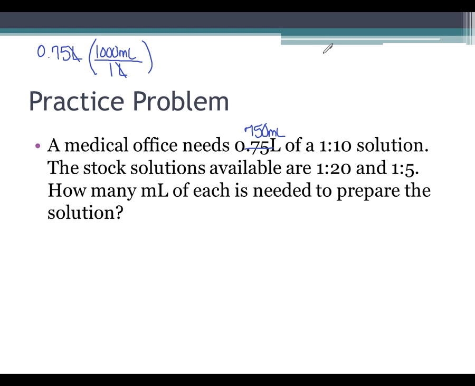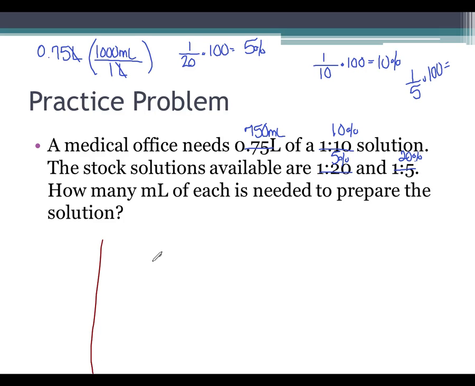I have a 1 to 10 solution, so I have 1 divided by 10. Don't forget to multiply by 100, and that gives us 10%. I'm going to do the same thing to the 1 to 20, so I have 1 divided by 20 times 100. This is going to equal 5%. So the 1 to 20 is now 5%. And then the 1 to 5, which is 1 divided by 5. Don't forget to multiply by 100. 1 to 5 is actually coming out to 20%. So we're actually making 750 mLs of a 10%. The ingredients that we have available are 5% and 20%.